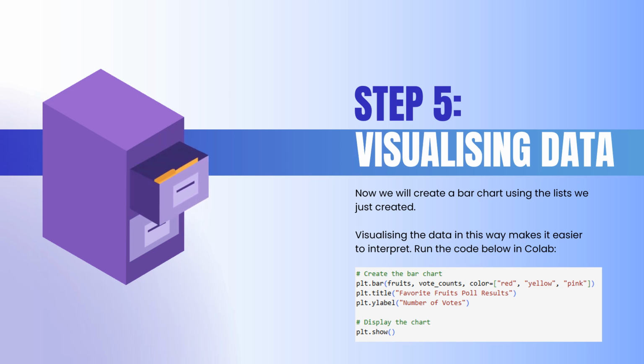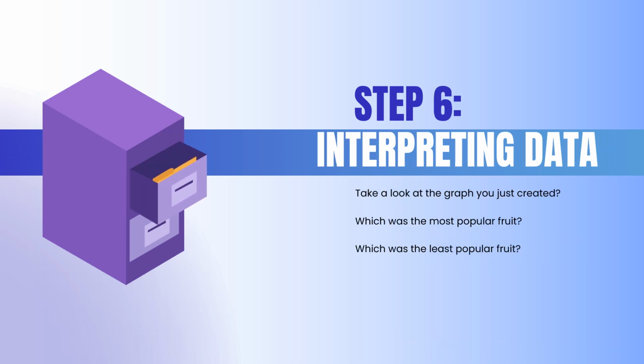Now we will create a bar chart using the lists we just created. Visualizing the data in this way makes it easier to interpret. So again, go ahead and run the code below in your Google Colab notebook. Did you see the chart pop up? Great. Now for our final step, let's go ahead and interpret the data.